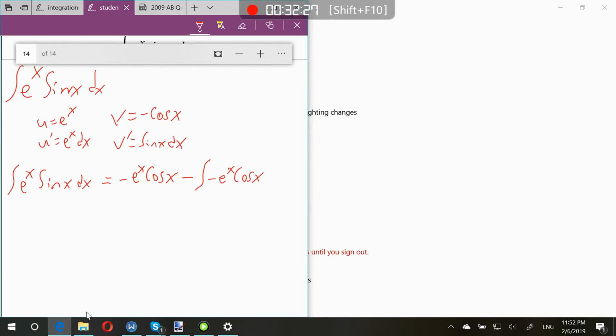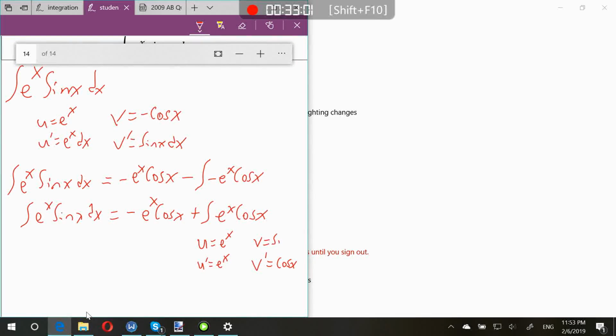Okay, I'm going to pull out my constant. So this will be the integral of e to the x sine x dx is equal to negative e to the x cosine x plus the integral of e to the x cosine x. And this is important. Last time I picked e to the x as u, so I'm going to do that same thing again. U needs to be e to the x again. U prime will be e to the x again. My new v prime is cosine. If I integrate cosine, I get sine.